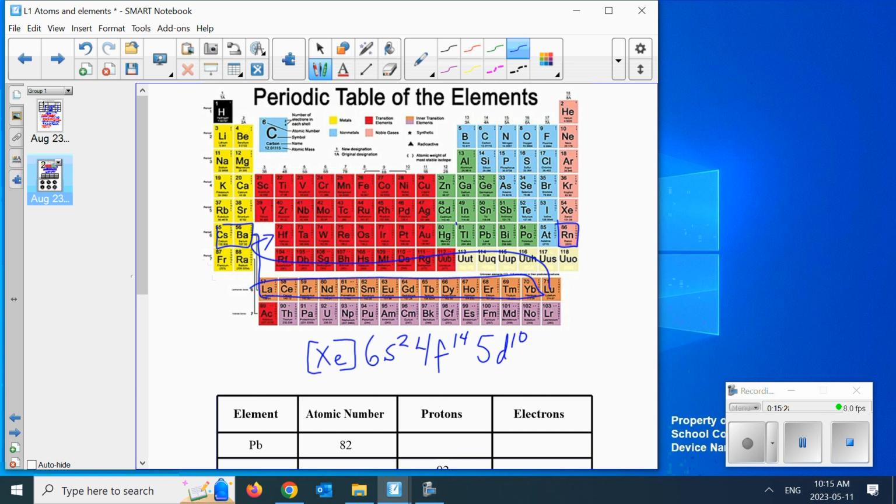Then finally, back to 6, but the P's are 6 across. 6, P, 6. Anytime you end with P6, that's in the final column, the 18th column.